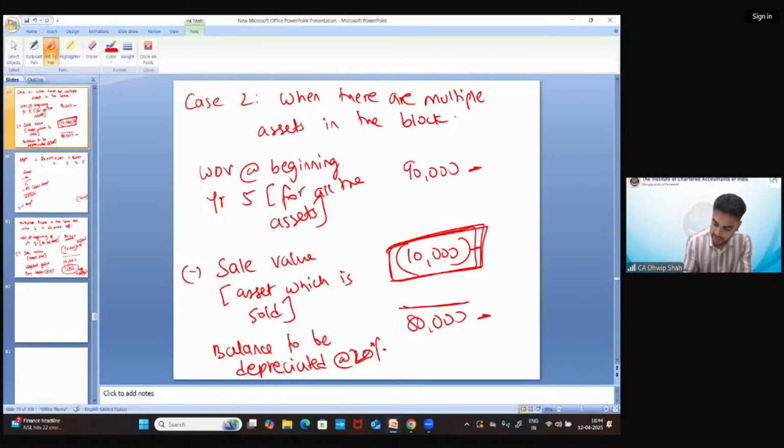So when I say there is balance of 80,000 left, but this cannot be my capital gains or loss because there are other assets still in the block. So this 80,000 is the value on which I have to depreciate the other assets. Are you following? So this is the value or the balance on which depreciation has to be provided, but for the other assets. Understood? So इस केस में कोई कैपिटल लॉस या कैपिटल गेन नहीं आएगा.